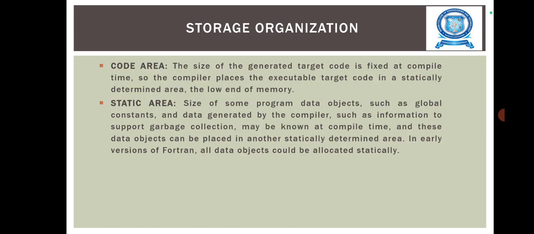Code area. The size of the generated target code is fixed at compile time, so the compiler places the executable target code in a statically determined area, the low end of memory. Static area. The size of some program data objects, such as global constants and data generated by the compiler, such as information to support garbage collection, may be known at compile time, and these data objects can be placed in another statically determined area. In early versions of Fortran, all data objects could be allocated statically.